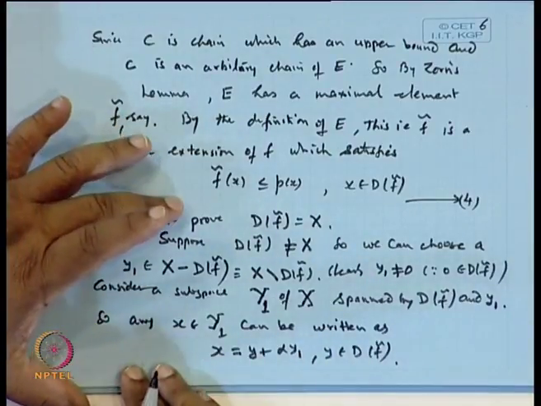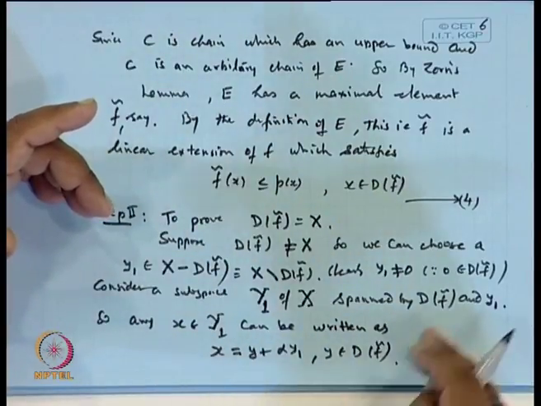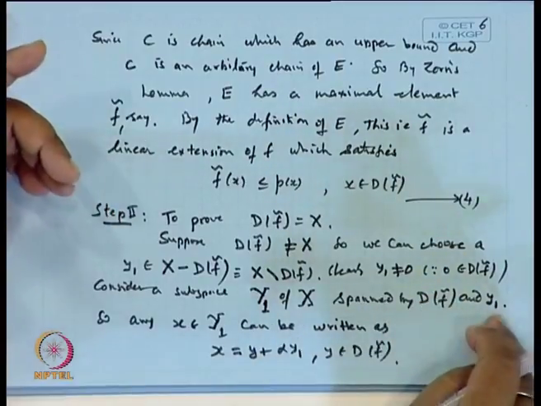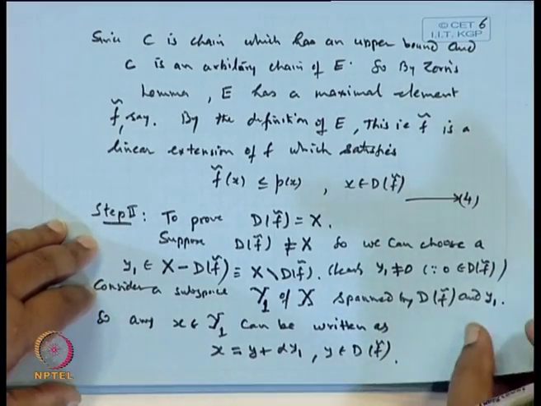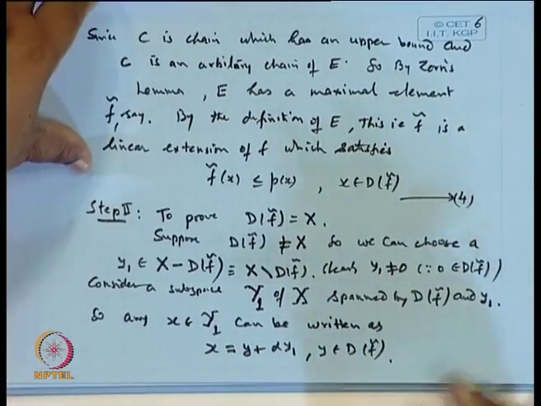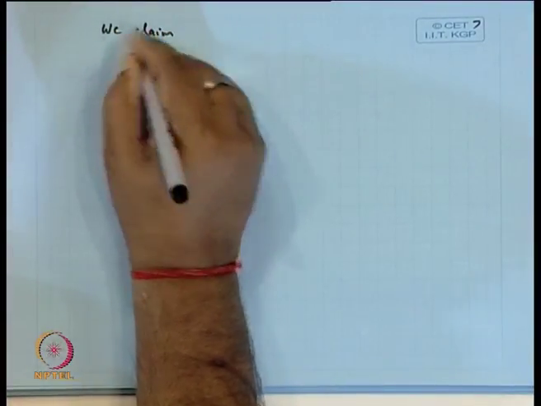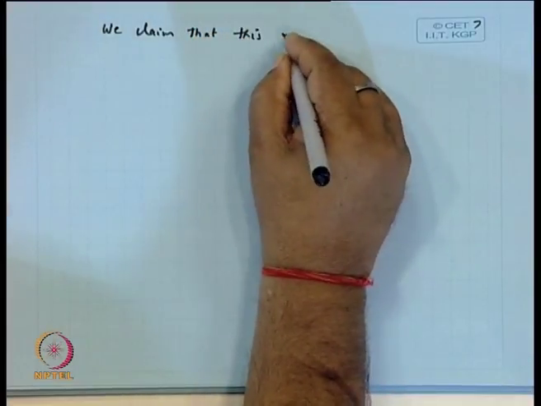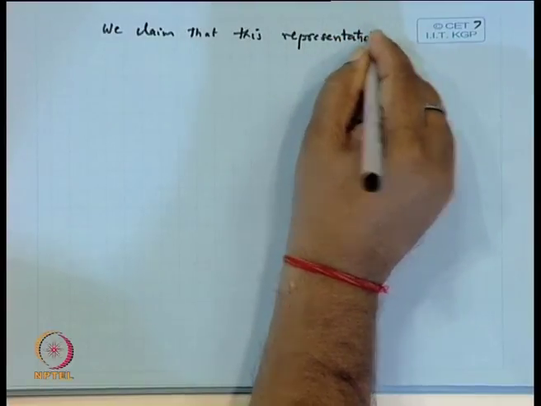Okay. So, let us take the subspace which is generated by the domain of f delta and y1, that is, by the span of the domain of f delta and alpha y1. Now, we claim that this representation is unique. First, we claim that this representation is unique.